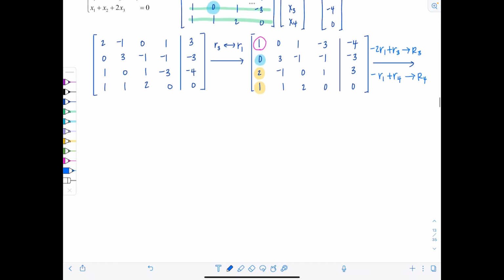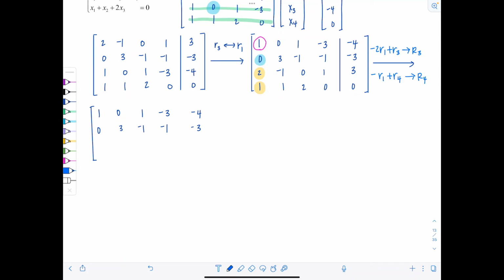Which rows are not changing? Row 1 and row 2. So kindly rewrite them first now. That way you're not tempted to do something wacky. So 1, 0, 1, negative 3, negative 4. That's staying the same. 0, 3, negative 1, negative 1, negative 3. That's staying the same.